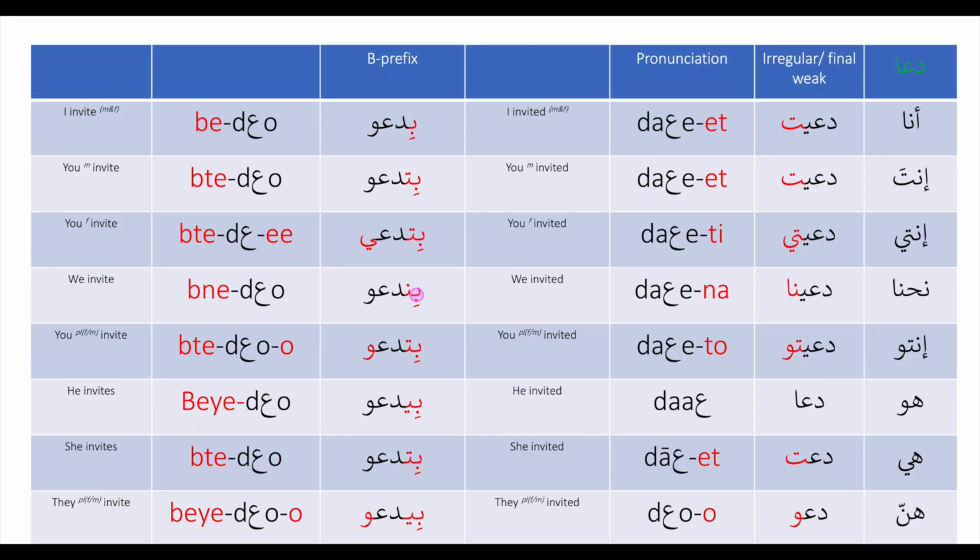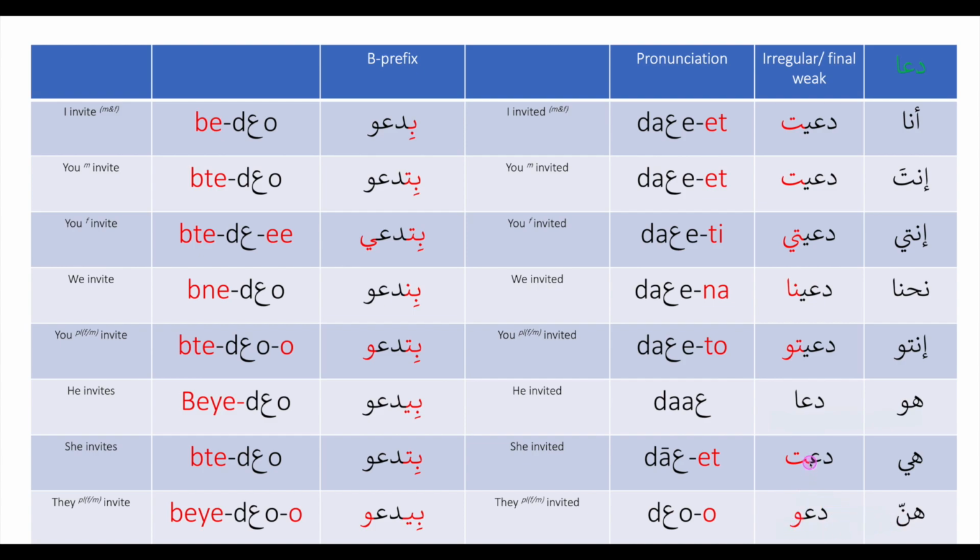In this section, we'll be looking at the final weak verb U root. The R in the past tense with first person, second person, you delete it and replace it with an E. So you would say أنا دعيت, أنت دعيت, أنت دعيتي, نحن دعينا, أنتو دعيتو. However, with the third person, that alif or R comes back again. So you would say هو دعا, he invited, هي دعت, she invited, هن دعوا, they invited.